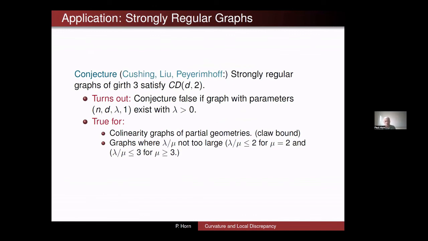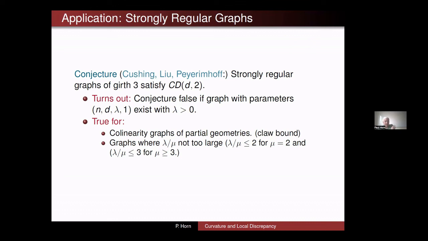Finally, I'll mention, all of you have very politely sat through the entire talk, so I should mention something about strongly regular graphs. And then if I mention strongly regular graphs at the end, perhaps you'll all forgive me for the preceding 50 minutes. So let me mention something about strongly regular graphs. There's a conjecture that strongly regular graphs of girth 3 actually satisfy this kind of curvature condition with positive curvature, with curvature 2.